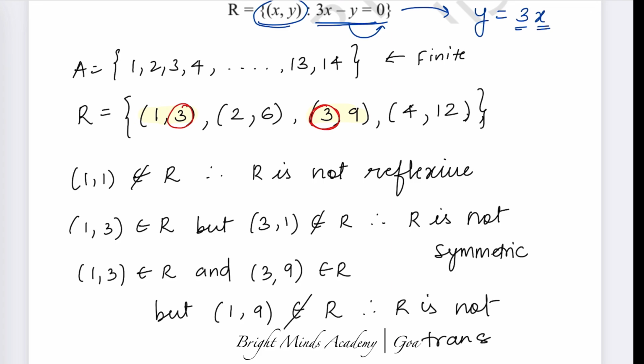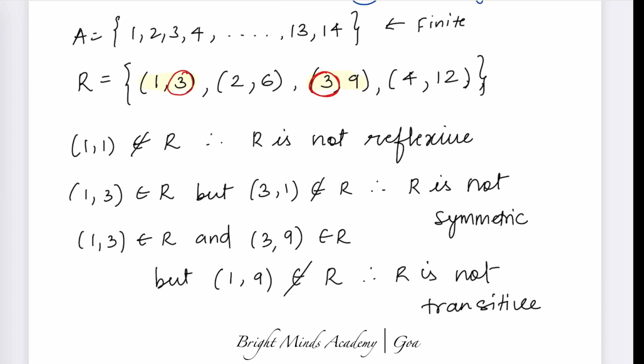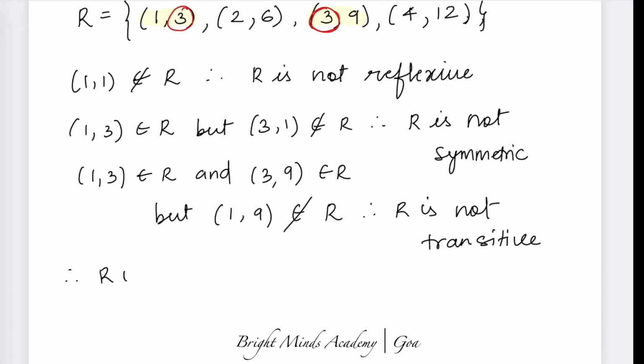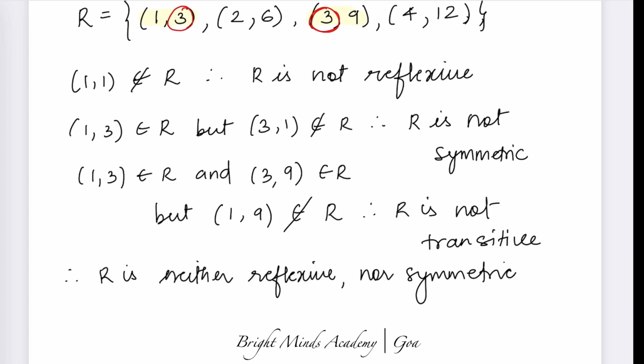transitive. So hence we have proved that R is neither reflexive nor symmetric nor transitive.